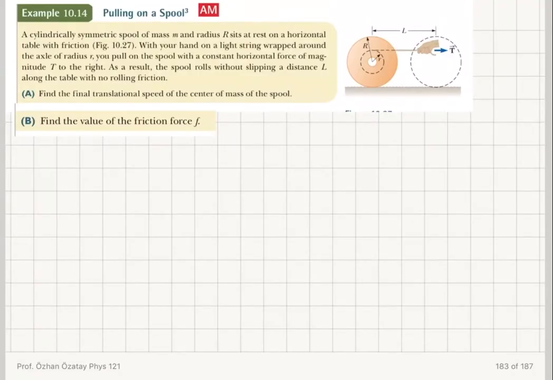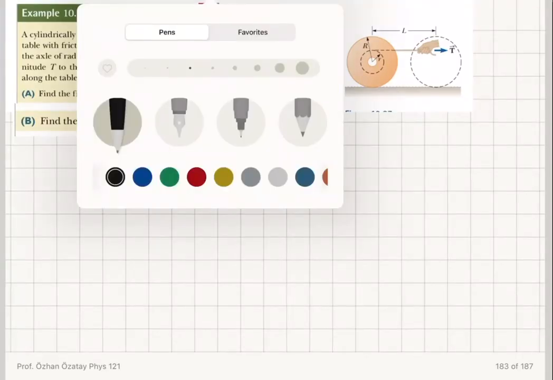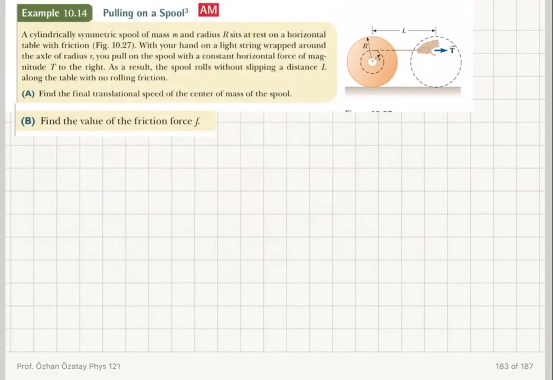Okay, so let's take a look at another example. A cylindrically symmetric spool of mass m and radius r sits at rest on a horizontal table with friction. So it is at rest and there is friction. With your hand on a light string wrapped around the axle of radius r, you pull on the spool with a constant horizontal force of magnitude T to the right. As a result, the spool rolls without slipping a distance L along the table with no rolling friction.